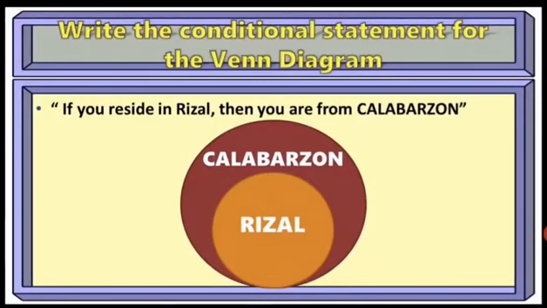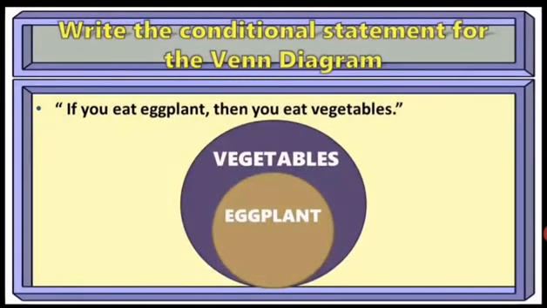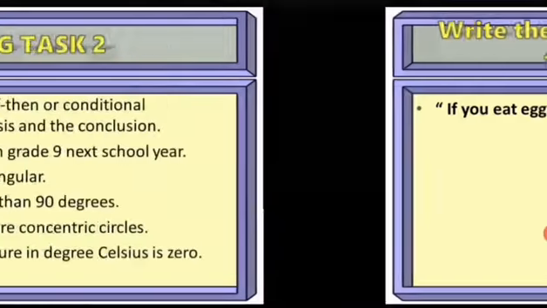If you reside in Rizal, then you are from Calabarzon. Hypothesis: Rizal. Conclusion: Calabarzon, because Rizal is under or found in Calabarzon. If you eat eggplant, then you eat vegetables. Hypothesis: eggplant. Conclusion: vegetables, because eggplant is a kind of vegetable.